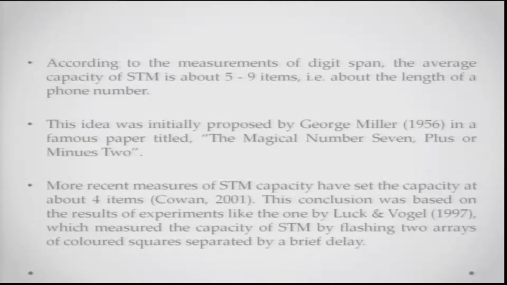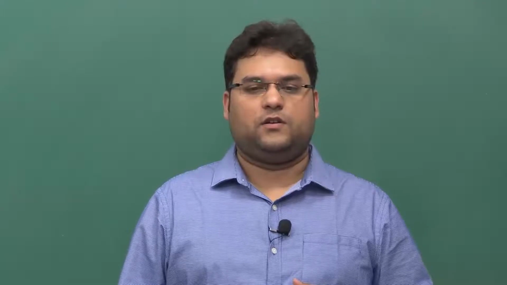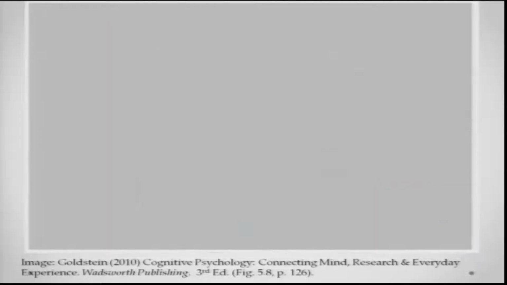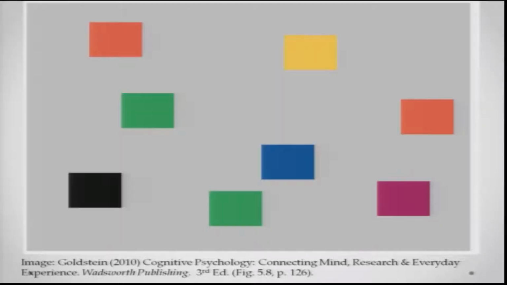Now, this conclusion was based on the results of experiments like the one done by Luck and Vogel in 1997, in which they measured the capacity of the short term memory by flashing 2 arrays of colored squares separated by a brief delay. Then they checked how many squares participants correctly remembered. I will show you this in a demonstration. Say for example, you see this array of squares, and then there is a gap and you see another array of squares. You have to judge whether the second array has all the same elements as the first array.